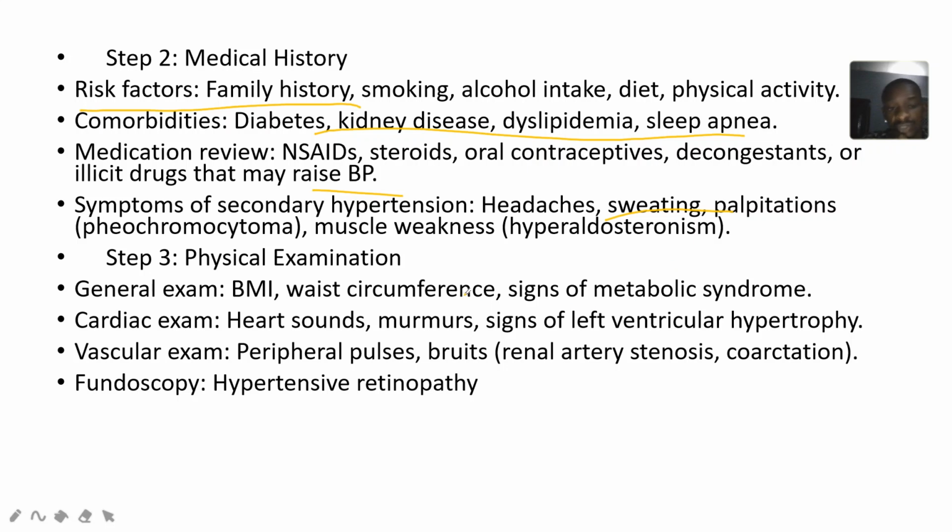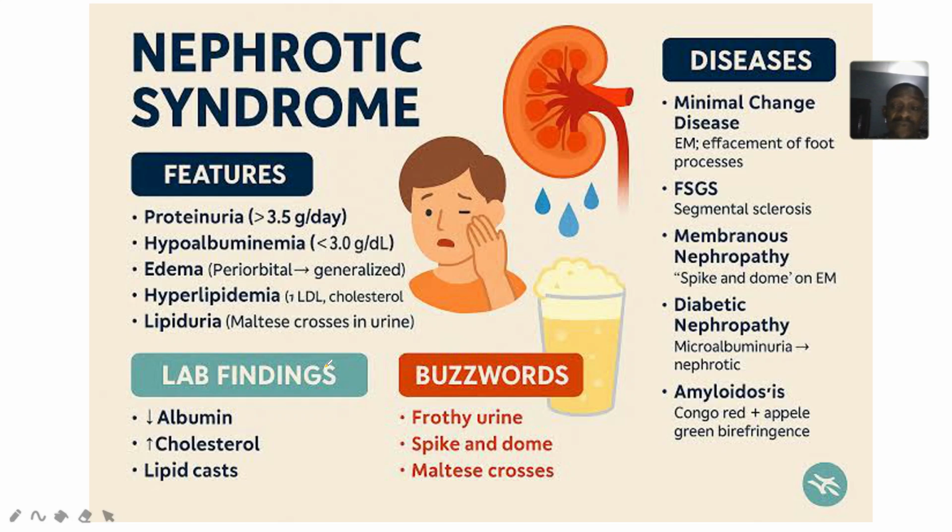You also do physical examination, where on the general examination you look at the body mass index, waist circumference. Cardiac examination, you are looking at the heart sounds, the murmurs, signs of left ventricular hypertrophy. Then blood vessel examination, and also eye examination. I'm trying to see if there are any complications in the eye. That's hypertensive retinopathy.